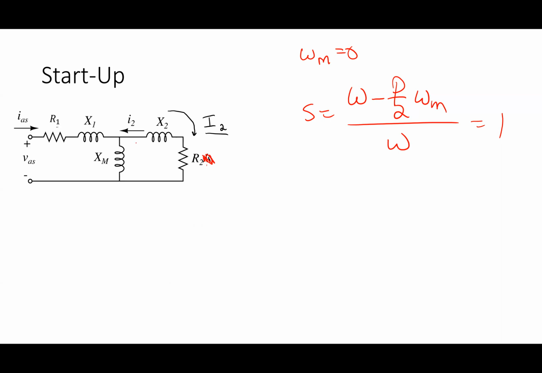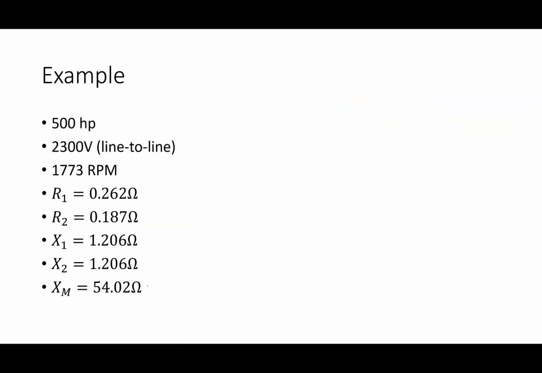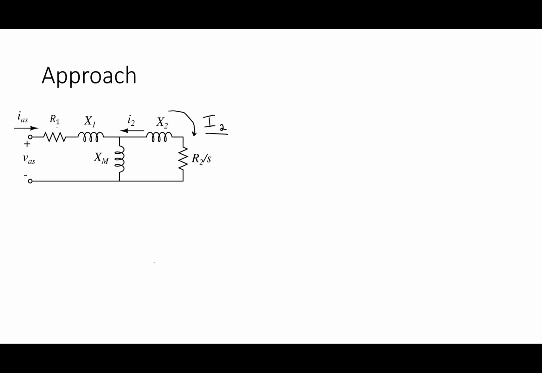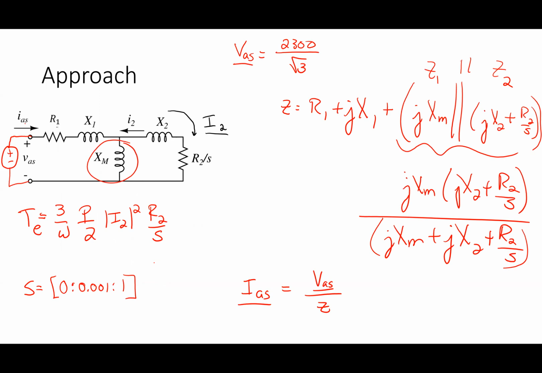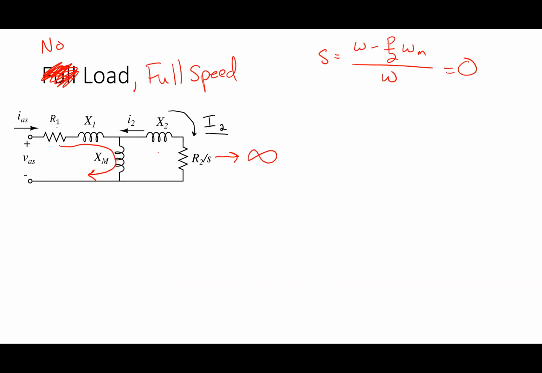So basically what I've done is I put a branch in parallel with XM. Now, if we look at the two conditions here, XM is 54 ohms, R2 and X2 much, much smaller than that. Which one is going to draw more current from the grid, in the case where I have these two parallel branches, or in the case where this branch is an open circuit? Which one pulls more current?